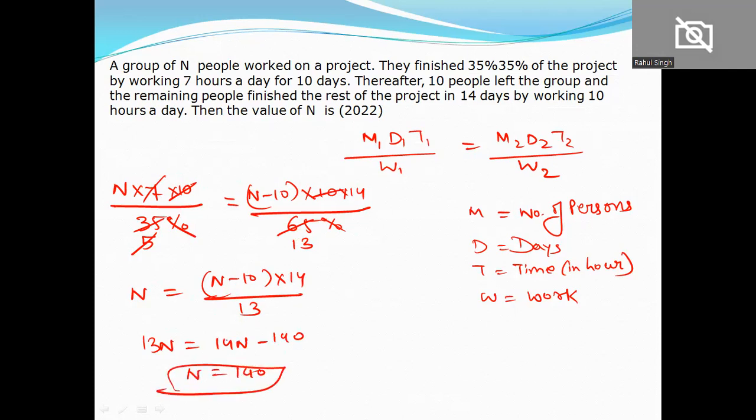So the value of n is 140. I think this is quite an easy question for CAT. Let's take another example.